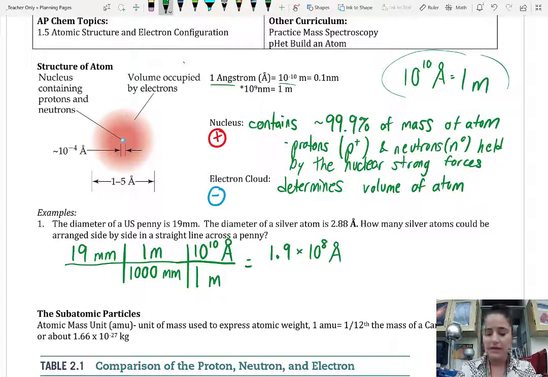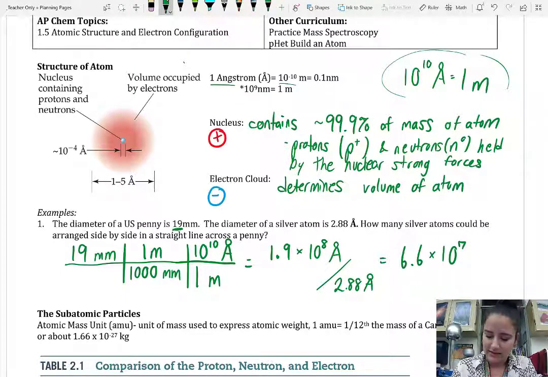Then we take that number and divide it by 2.88 angstroms per silver atom, and we get 6.59. We only had 2 digits there, so we would want to say 6.6 times 10 to the 7th silver atoms.